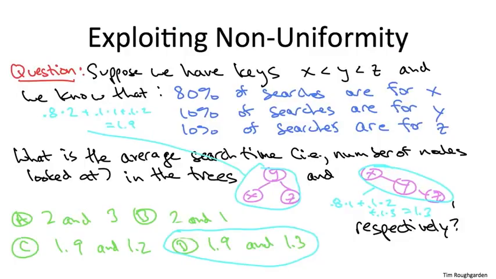That contributes 1.6. 10% of the time we get lucky, we see a y. That contributes a 0.1. 10% of the time we see a z. That contributes another 0.2 for a total of 1.9.